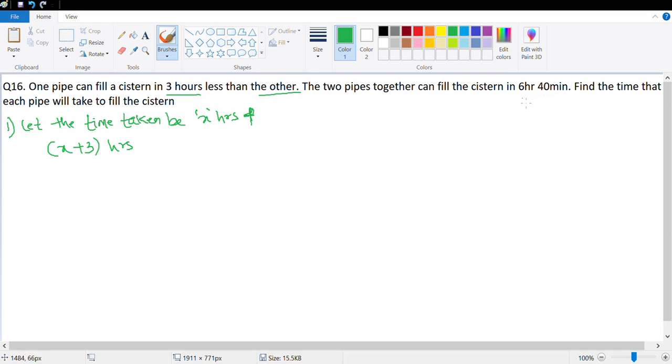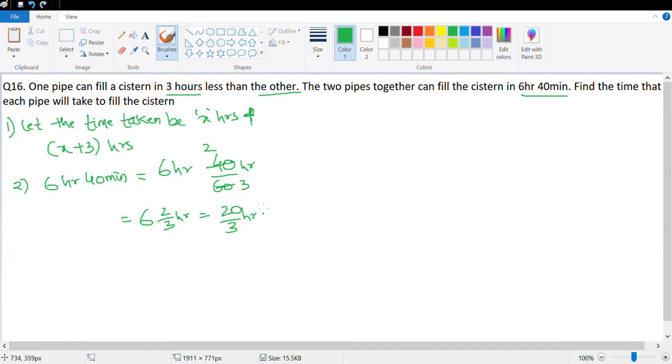Two pipes together can fill the same cistern in 6 hours 40 minutes. Now this is a mixed unit, which is it has hour and minute. So let's just convert this into hours because we've taken the unit of x as hours. So 6 hour 40 minute would be equal to 6 hour and 40 upon 60 hour. This is 20 into 2, 20 into 3. So this is 6 2 by 3 hour, which is 6 into 3, 18. That's 20 upon 3 hour.